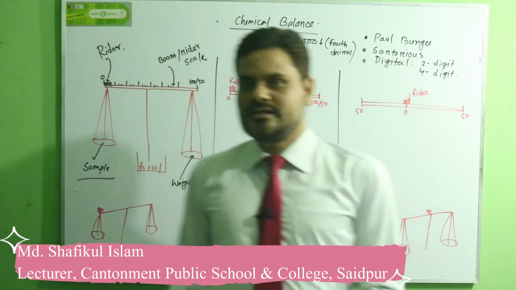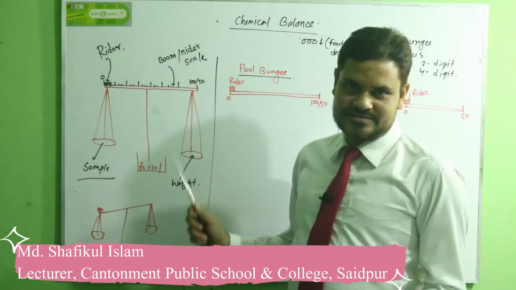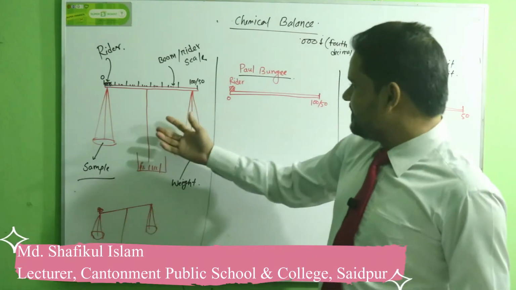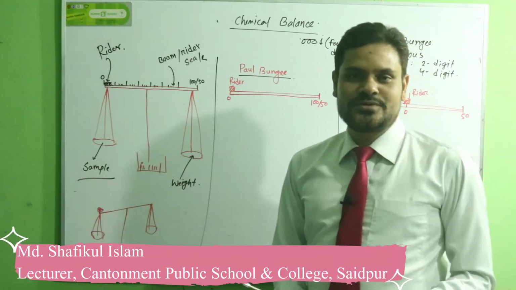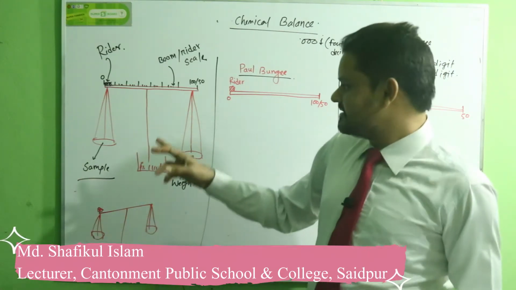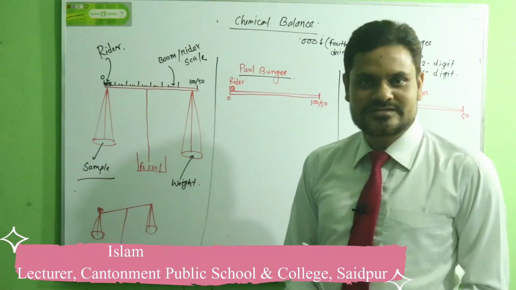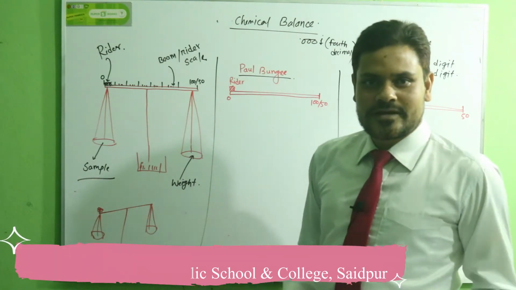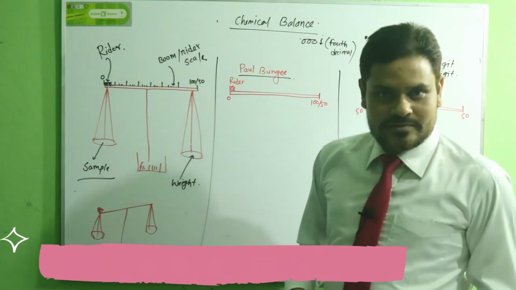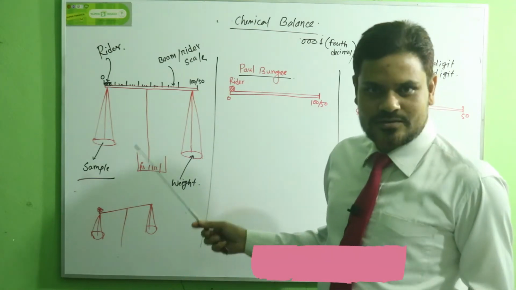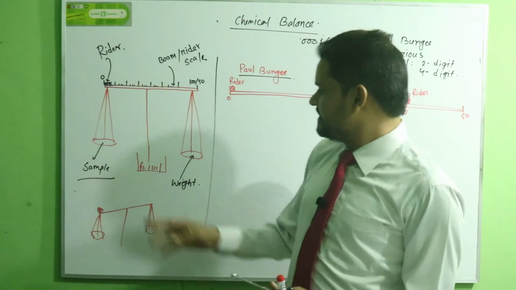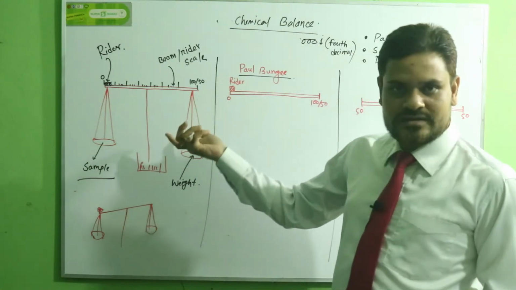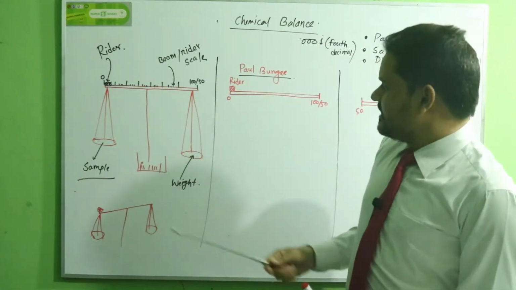Dear learners, there is a simple figure of the balance. Have a look at this. This balance is well known to you. If you go to the market, you can see this type of balance with the shopkeeper. That balance is the regular balance. And this is the chemical balance. So what is the difference between the regular balance and the chemical balance?